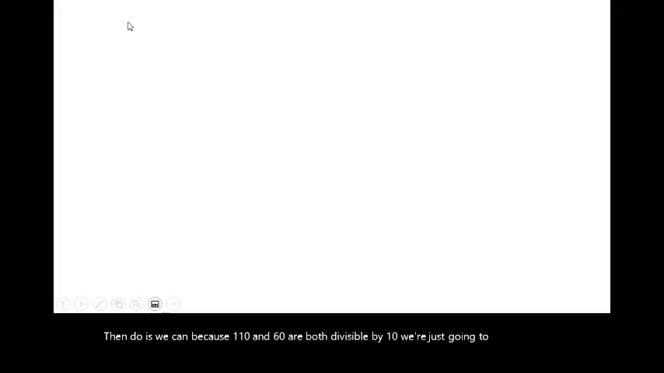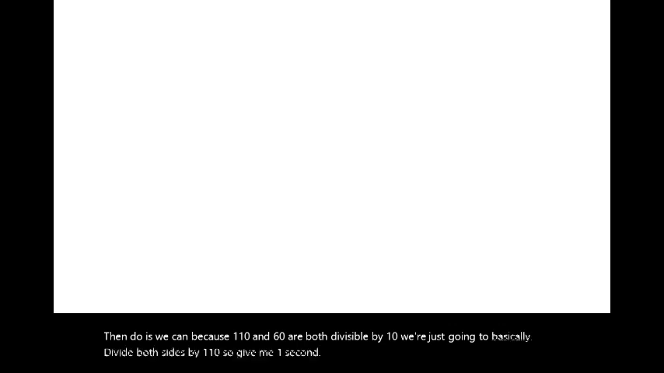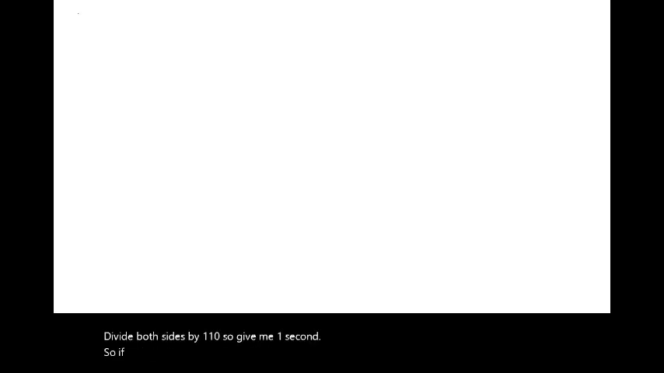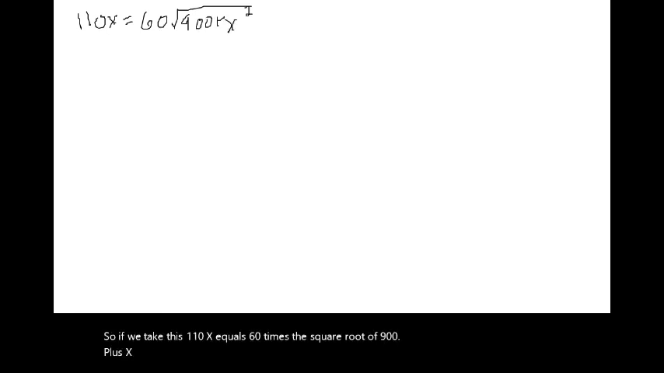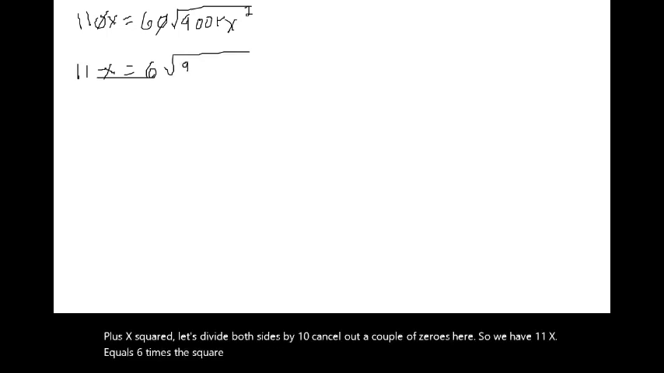All right, so what we can then do is, because 110 and 60 are both divisible by 10, we're just going to basically divide both sides by 10. So if we take this, 110x equals 60 times the square root of 900 plus x squared, let's divide both sides by 10, cancel out a couple of zeros here. So we have 11x equals 6 times the square root of 900 plus x squared.